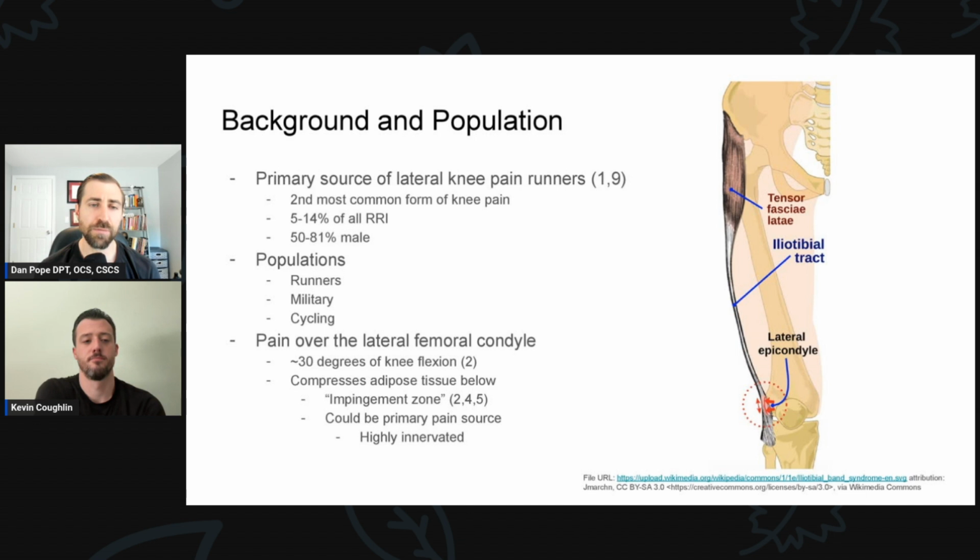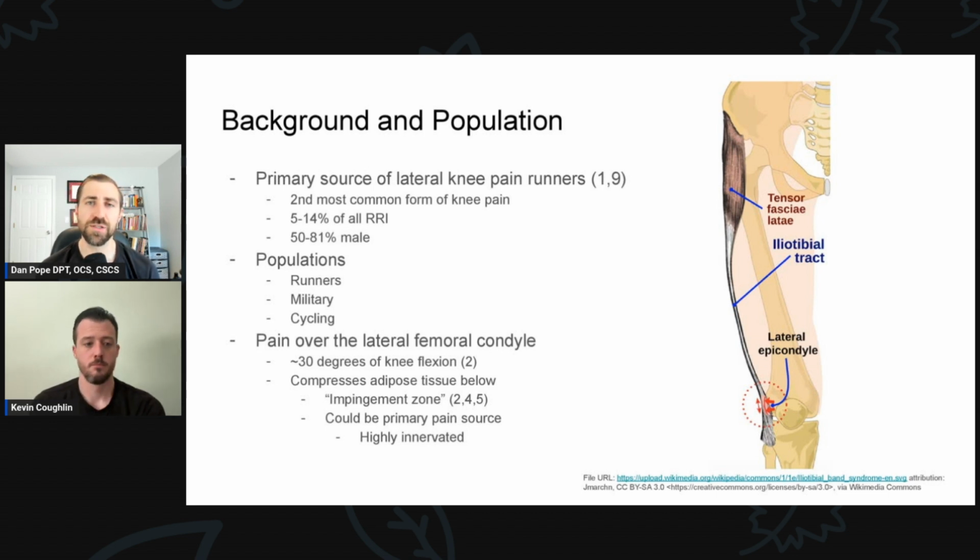But ITB pain makes up 5 to 14% of running related injuries, depending on the study that you're looking at. And what's interesting about IT band pain, as opposed to patellofemoral pain, is that 50 to 81% of folks with ITB pain are males. So from a differential diagnosis perspective, spoiler alert, we'll go over that a little bit later, if you're looking at a female, probably more likely to have patellofemoral pain than someone who has knee pain and they're male and they're a runner, okay, off the bat.